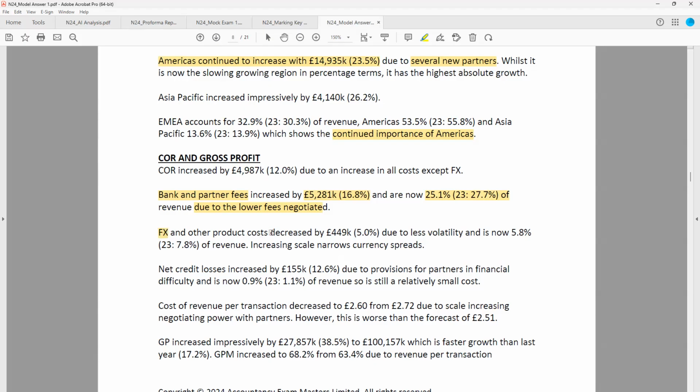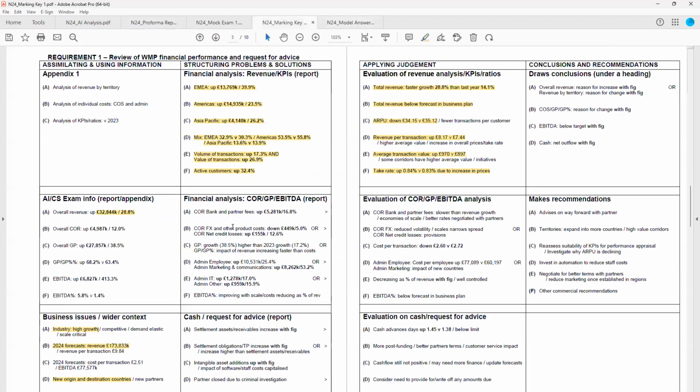So FX had obviously decreased because of the lower volatility, and now we've got it as a percentage of revenue is now lower. And if you've got any context points, and as we've got here, increasing scale narrows currency spreads. And then net credit losses again, number with the reason from the exam paper, and then some further analysis, so as a percentage of revenue. And you can see we're doing the same thing, so we're just picking up the marks here as we go.